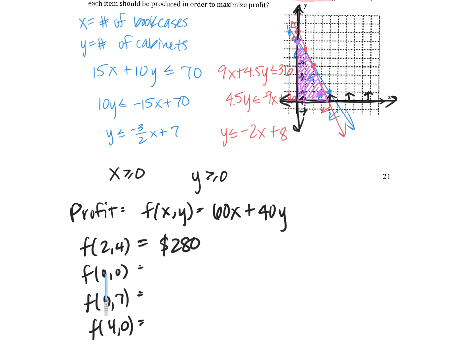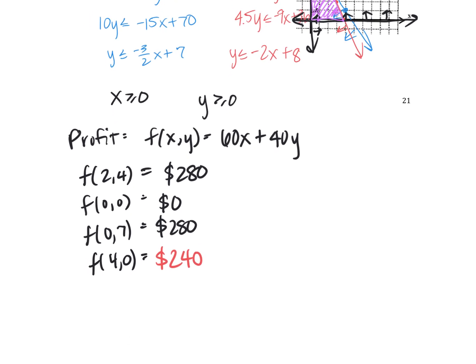What if I make no bookcases and no cabinets? How much am I making? Nothing. How about if I only made 7 cabinets? 280 again. Interesting. What if I only made 4 bookcases? 240, because 60 times 4 is 240. Would you say this is a pretty good business model? Are there 2 different ways to maximize my profit?